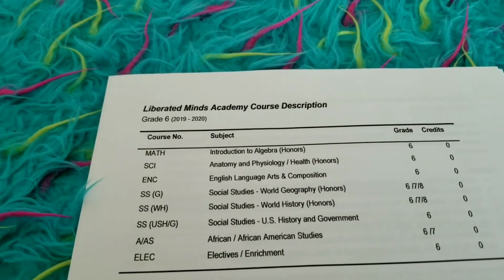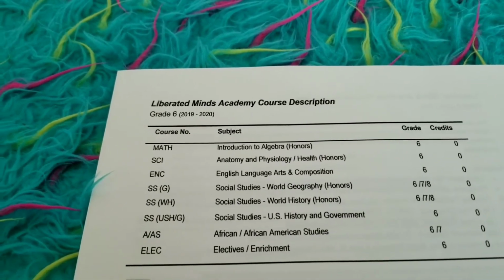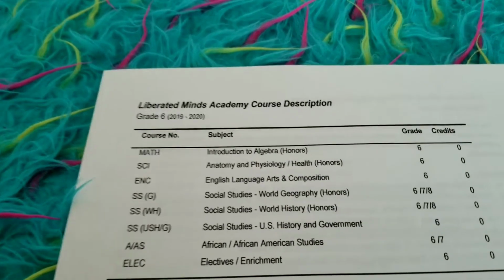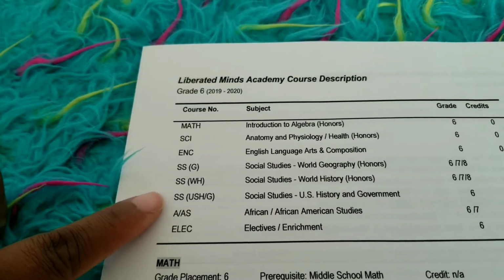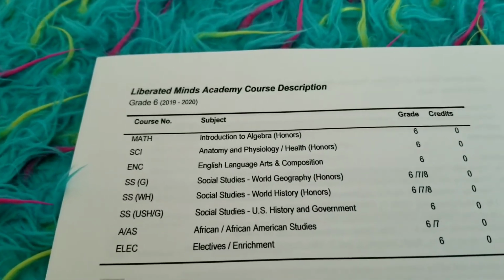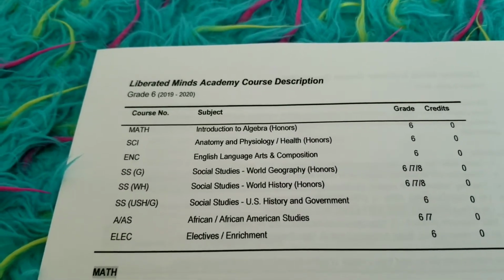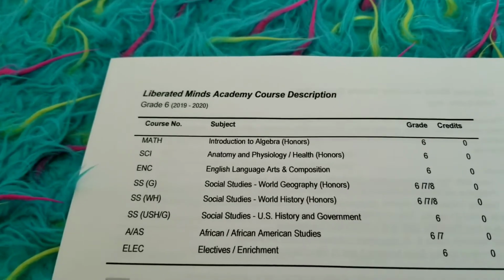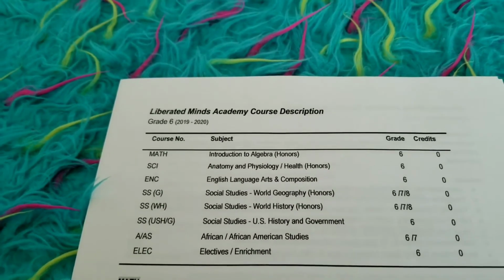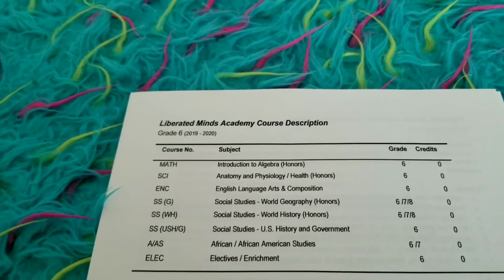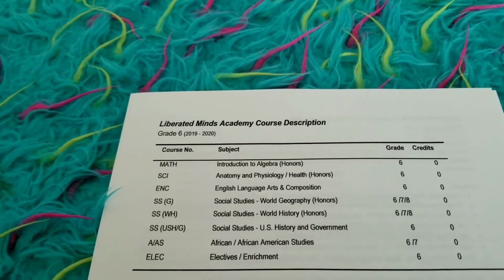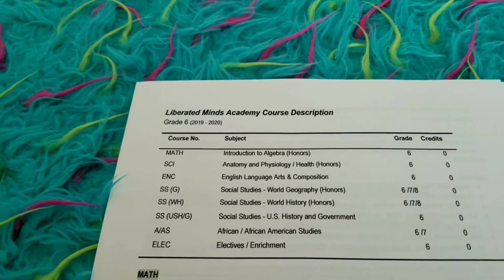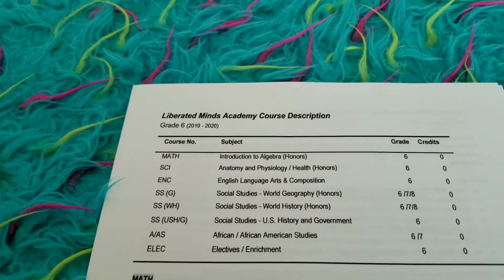Now look at the social studies, SS. I have the geography, world history, U.S. history, and government. If you will notice in the grade column, it says 6, 7, and 8, which means, like I said earlier in the video, for our social studies, that will be an integrated course that will take an incremental approach from 6th through 8th grade.